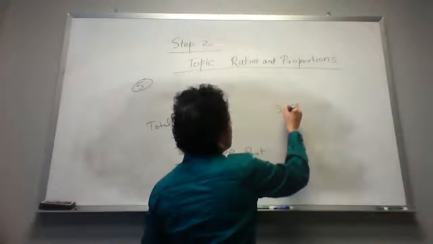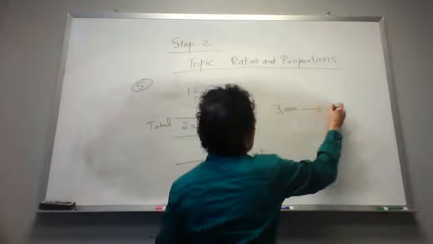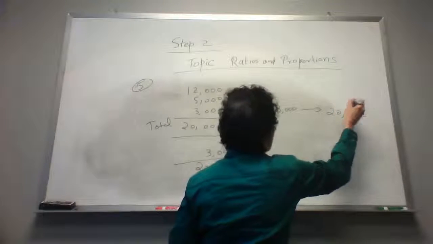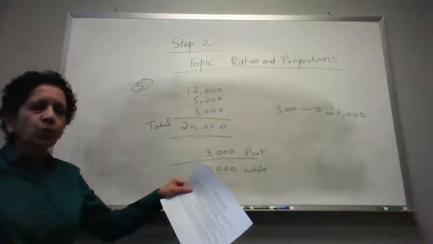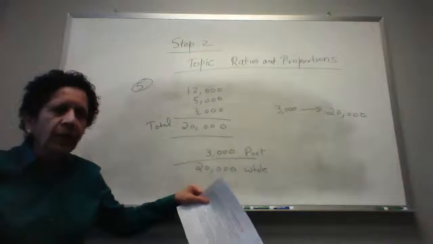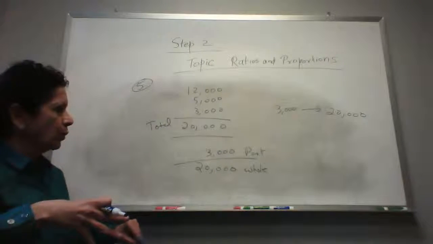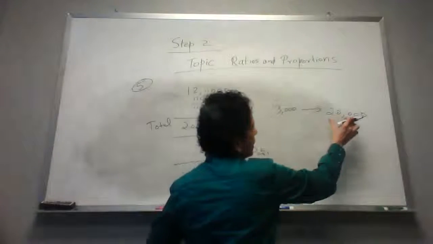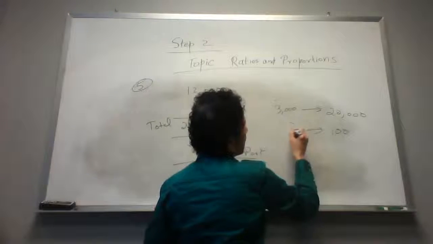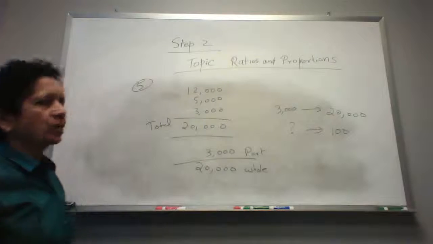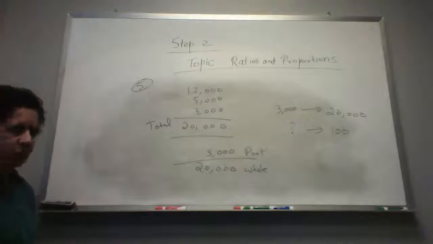If the part is 3,000, then the whole is 20,000, right? So this is the whole, this is the part. But now you want the percent. So if the total whole is 100, then you know how many is going to be for vegetables. So instead of 20,000, if the whole is 100, then how many acres are going to be for the vegetables, right?